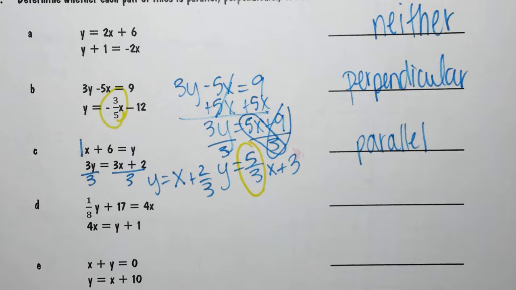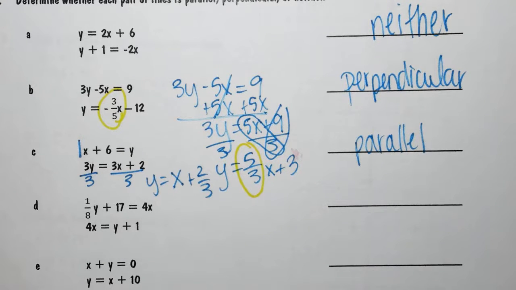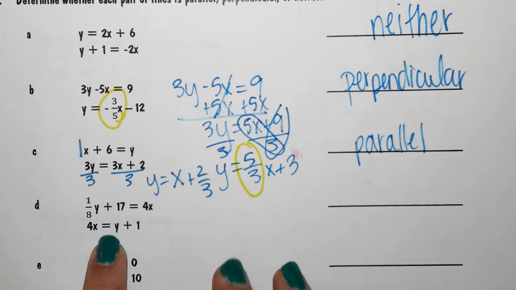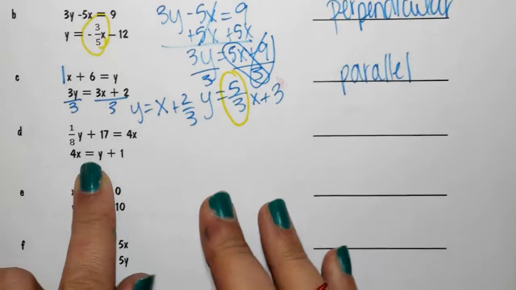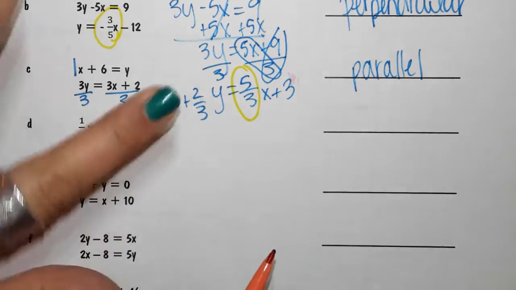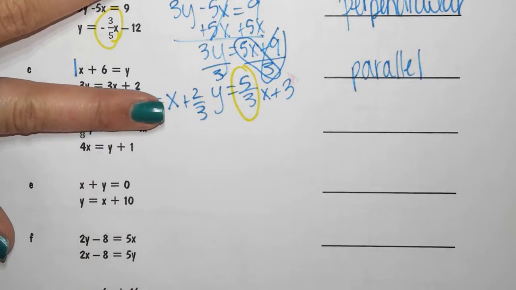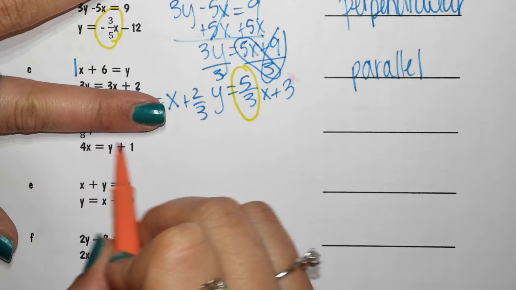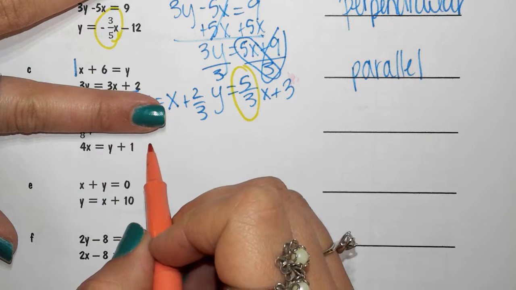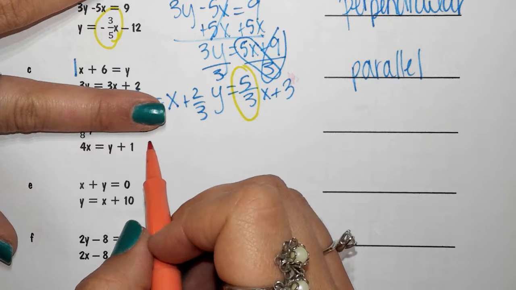All right, let's look at D. Is everybody ready? All right, so let's look at the bottom one before we look at the top. Now, how would I get y by itself? Minus y then is that.